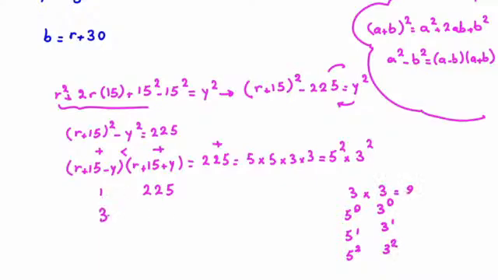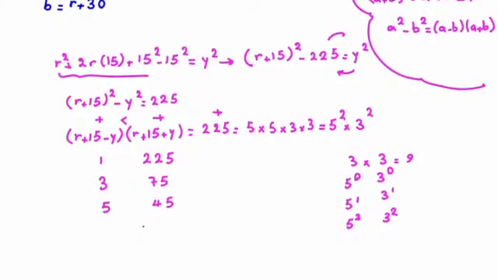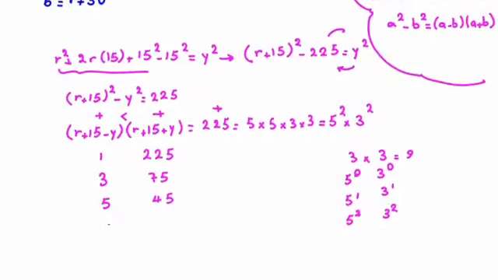So 1, 225, 3, 75, 5, 45, so 9, 25. Then if you consider 15, 15. But it should be less than this, so we don't consider it. So 4 cases, and because of 15, we have 9 divisors, which is correct. So let's consider these 4 cases.